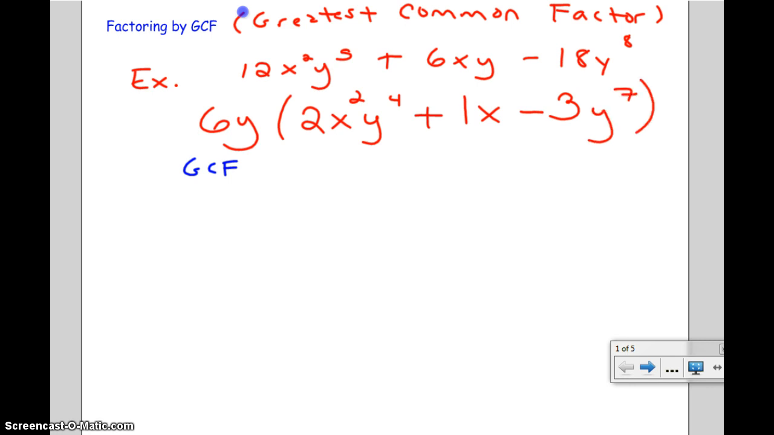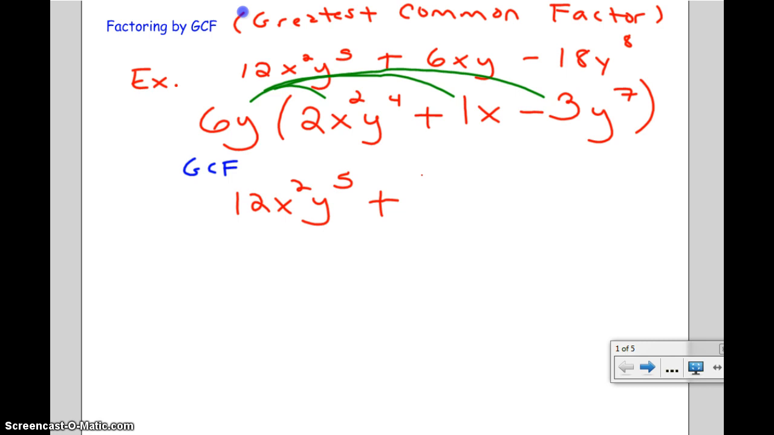I know that I factored this correctly because if I went back and distributed my 6y to all three terms, I should end up with what I started with. So 6y multiplied by 2x squared y to the 4th gives me 12x to the 2nd y to the 5th. Remember, we add exponents when we multiply the bases. So y to the first power times y to the fourth power makes y to the fifth power, because I add the 1 plus the 4 to make the 5.